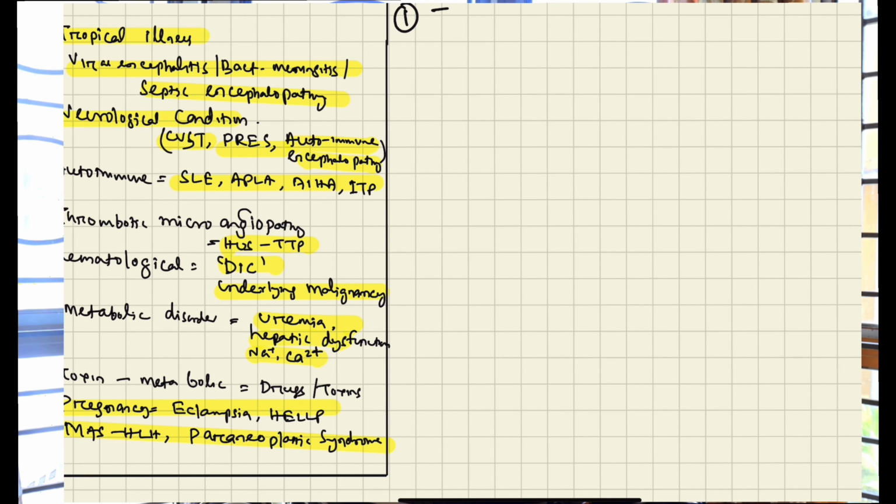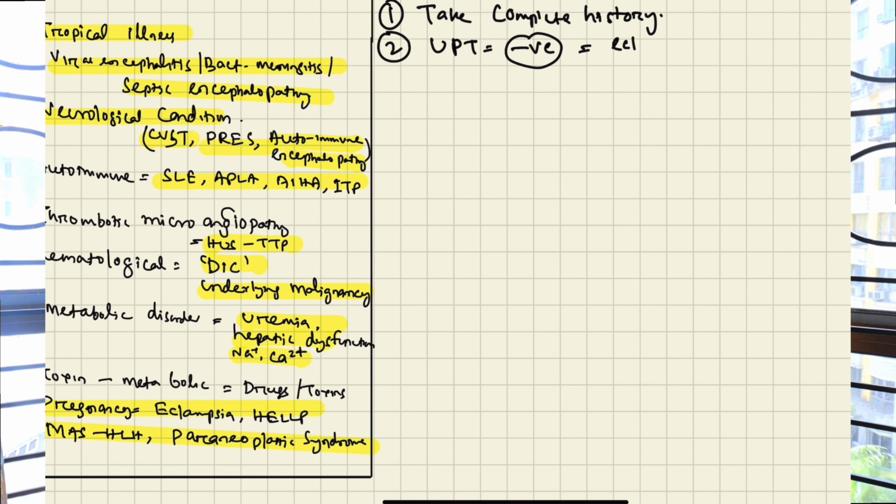So take a comprehensive, complete history. Regarding labs and imaging, the first lab investigation that we want to do in this patient is a urine pregnancy test. If it is negative, then all the pregnancy-related complications are ruled out. So eclampsia or HELLP, they are ruled out, right? If it is positive, then our discussion will go in that way.